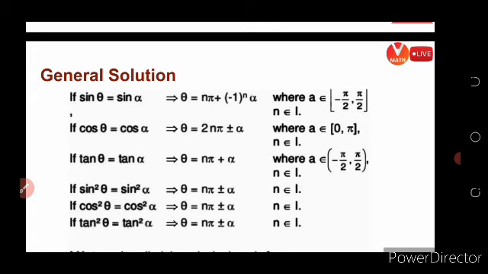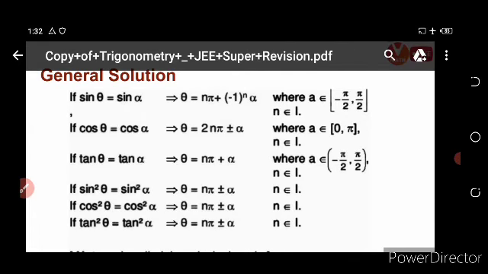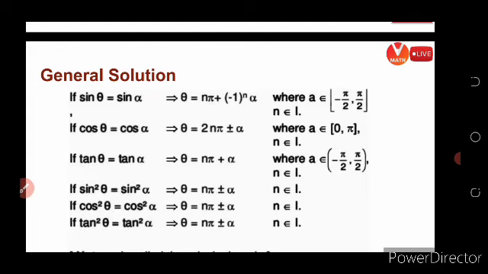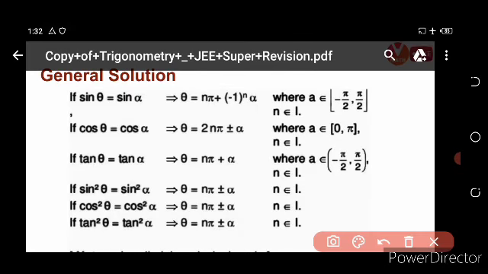Similarly, cos square theta is equal to cos square alpha, then the general solution is theta is equal to n pi plus or minus alpha. And tan square theta is equal to tan square alpha, then the general solution is theta is equal to n pi plus or minus alpha. So from these three formulas, sin square theta equal to sin square alpha, cos square theta equal to cos square alpha, tan square theta equal to tan square alpha, all the general formulas are equal, that is n pi plus or minus alpha. We simply write here n pi plus or minus alpha.